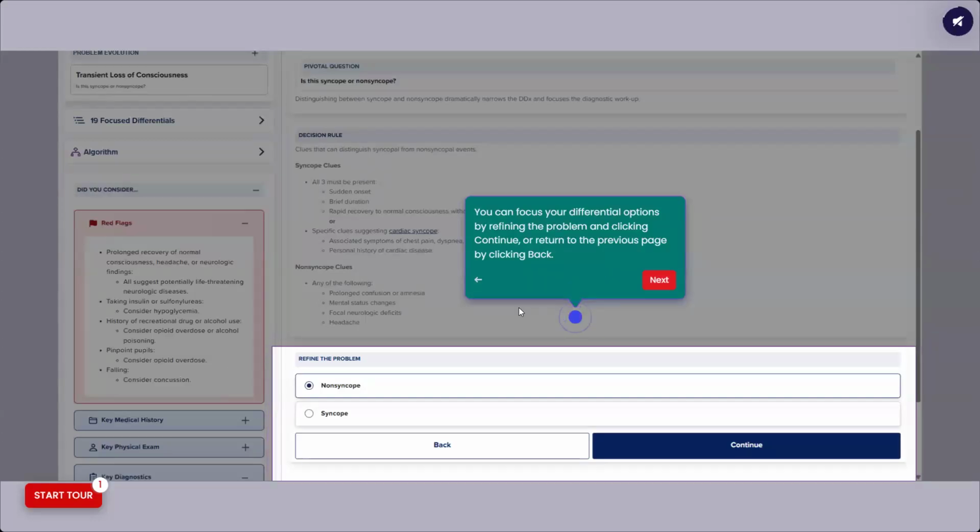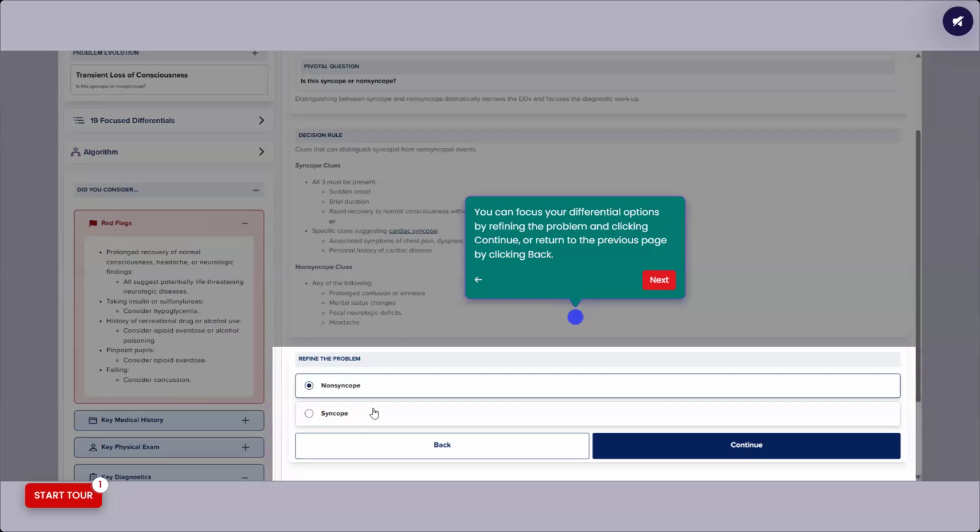So after I look at all this, look at the red flags, the clues, what history I want to take and all that, I can start to refine my differentials. So from 19 differentials, based on the problem that the patient presents with, I want to break them down into a lower number, obviously. So the first decision that I want to make is whether it's syncope or non-syncope, based on the decision rule that I have here.